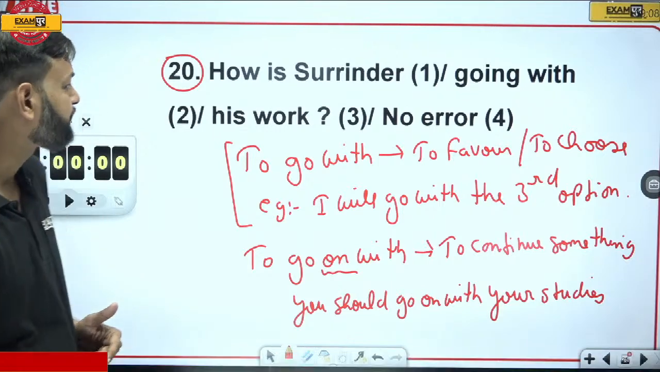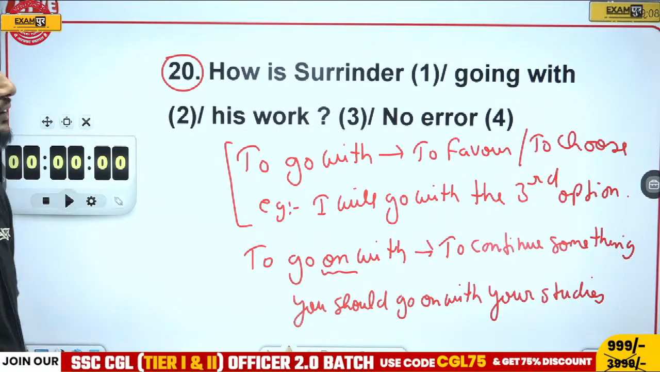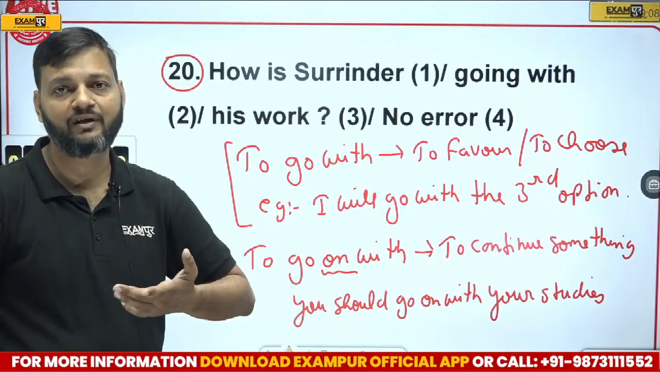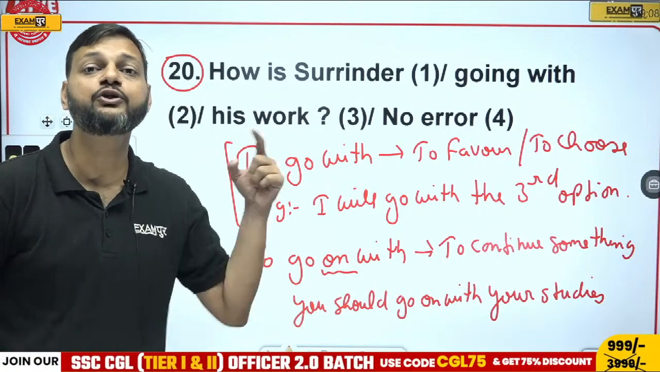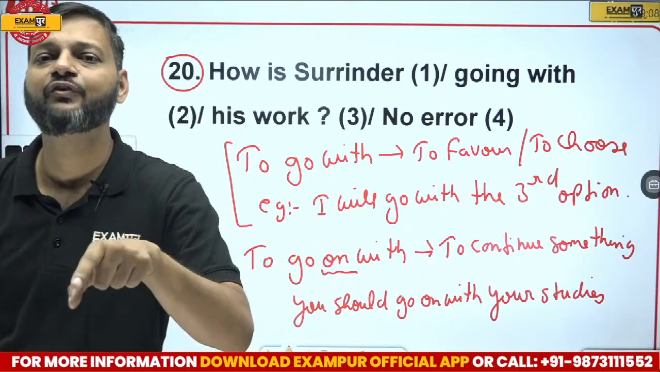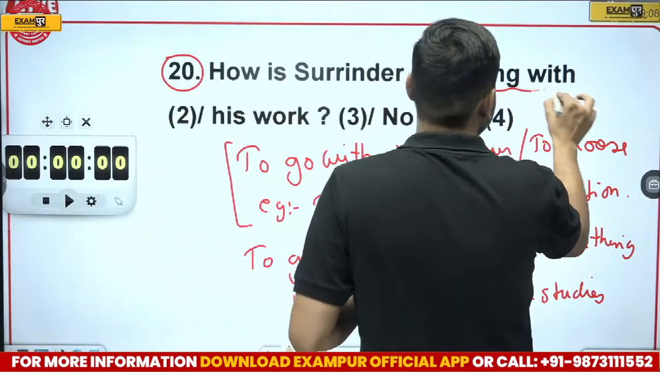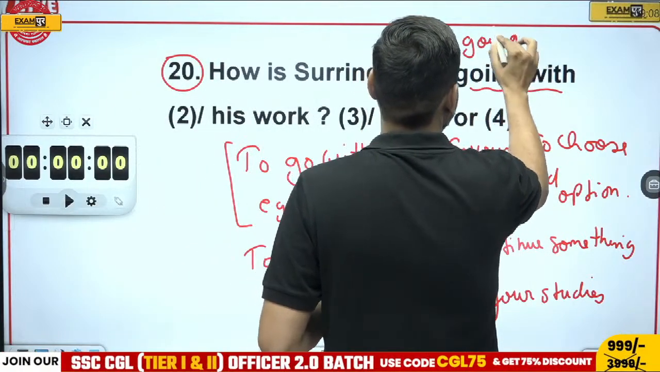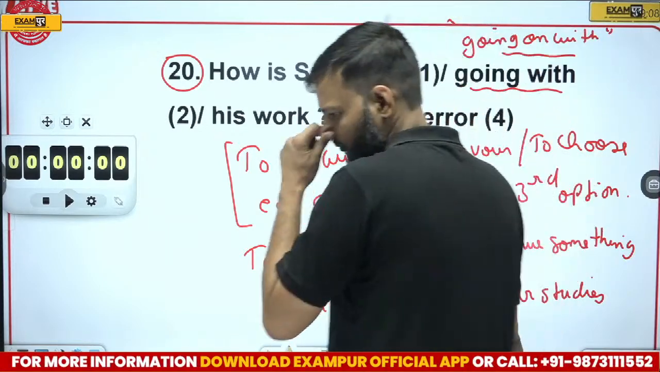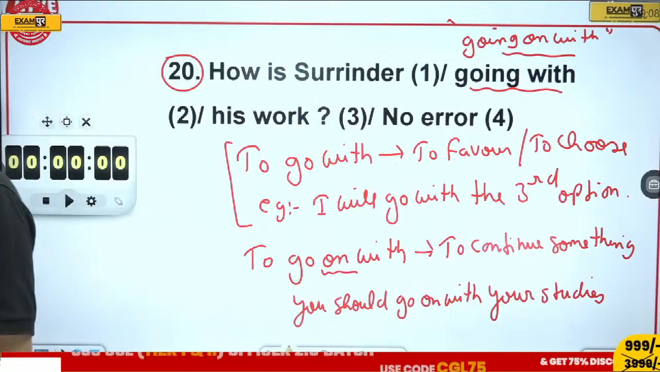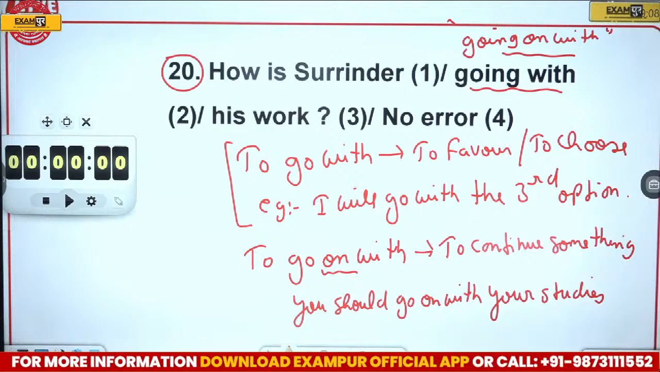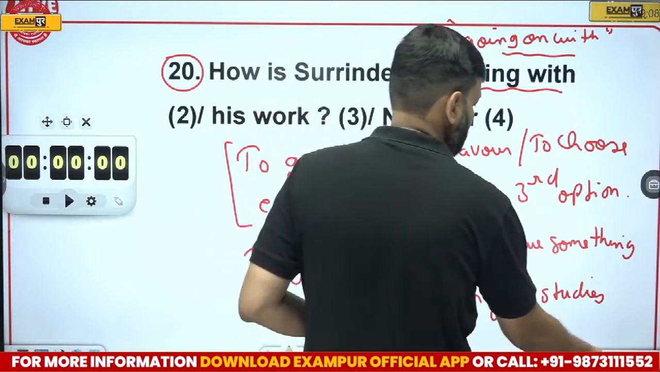Now in this sentence, how is Surinder going with his work? Here we are not talking about supporting someone or favoring someone or choosing someone or something. Here we are talking about continuing. We are asking how Surinder is continuing his work. So on will be used. In place of going with, going on with will be used. Is it clear?